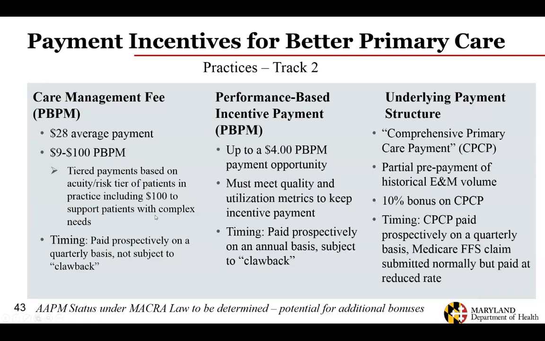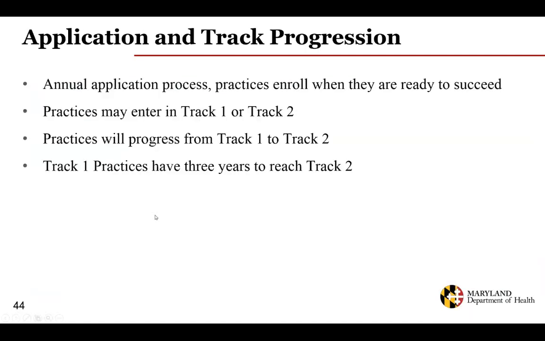Application and track progression. We do anticipate that there will be an annual application process that practices may enter in Track 1 or 2. So they would apply for a track. CMS may decide to accept them into Track 1, or someone may apply to Track 2 and they may be asked to enter in Track 1. But all Track 1 practices have 3 years to reach Track 2, and then they either progress or they're asked to leave the program. Okay, so next slide.